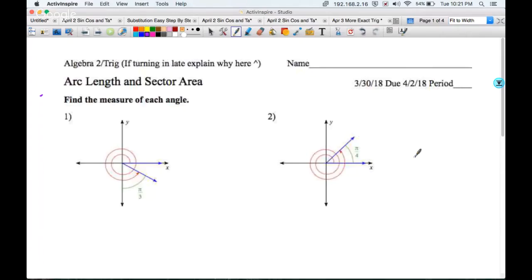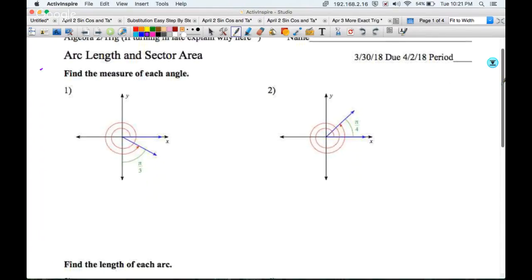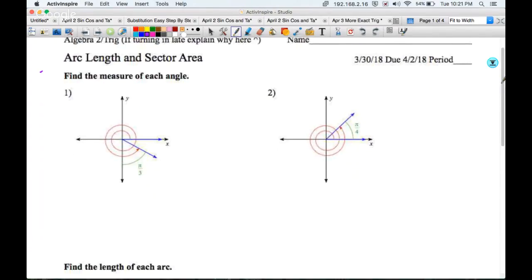All right, let's go over how to solve some arc length and sector area problems on our homework. It starts off with a couple of find the measure of each angle problems, where you're given a reference angle, then you have to figure out the whole way around to that terminal side. So I'm going to start tracing my angle and counting in radians as I go, because the reference angle is given in radians.